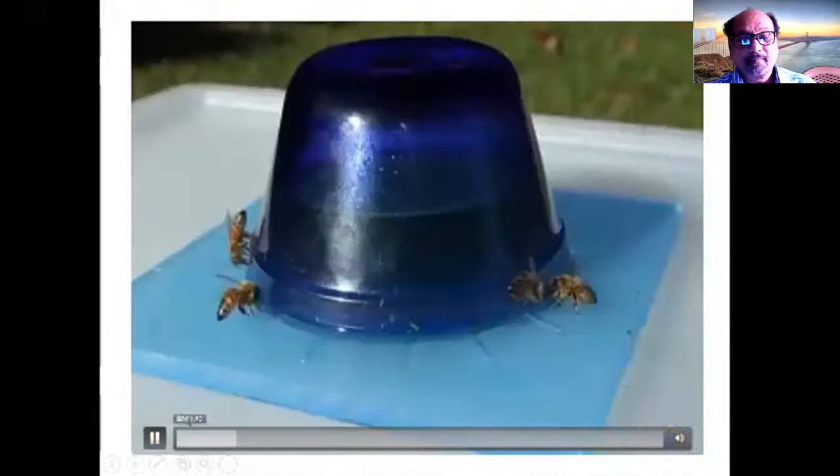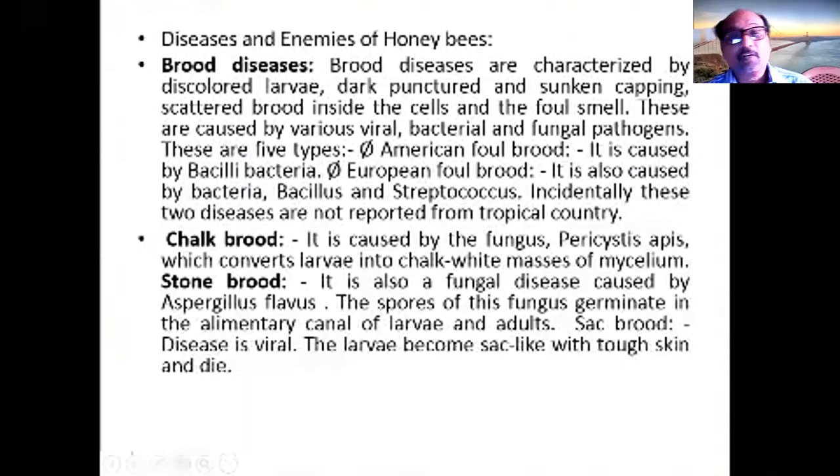A foraging honeybee, instead, each bee... Yes. See, these are the students.